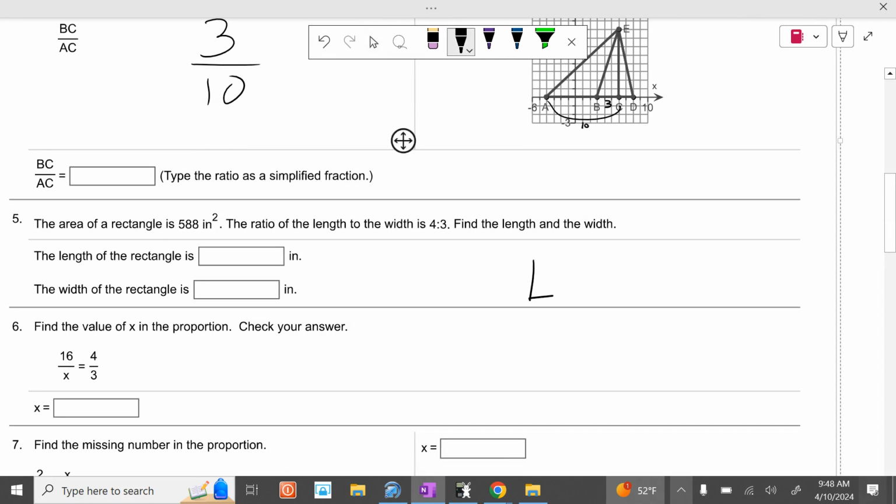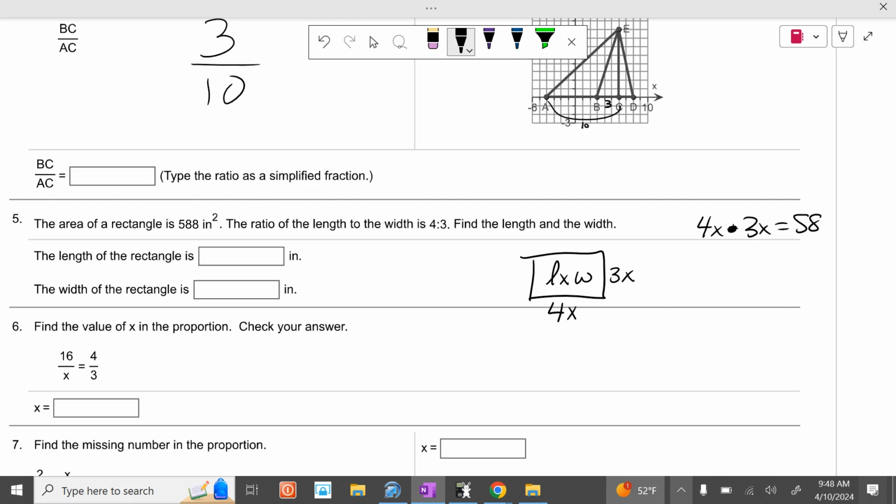Area of a rectangle. Area is length times width. Okay? The length and width are in a ratio of 4 to 3. So you put x's behind them. So 4x times 3x equals 588. What's 4 times 3? So 12x squared equals 588. So if you take 588 divided by 12, what do you get? x squared equals 49. If you take the square root, x equals 7.